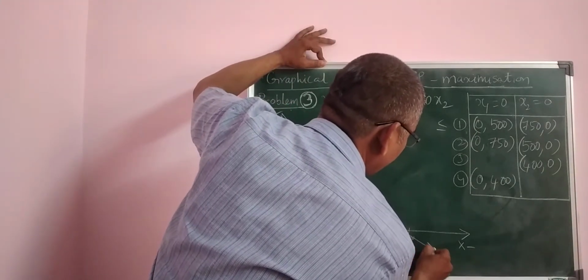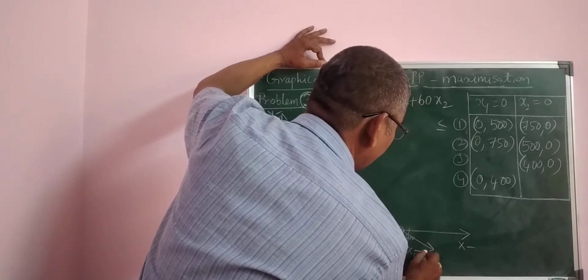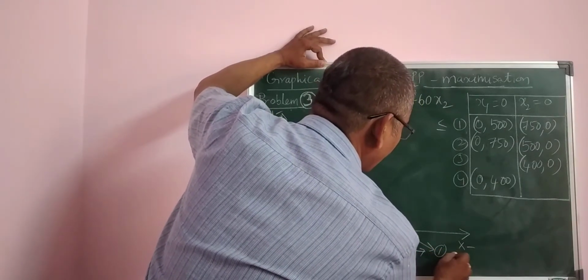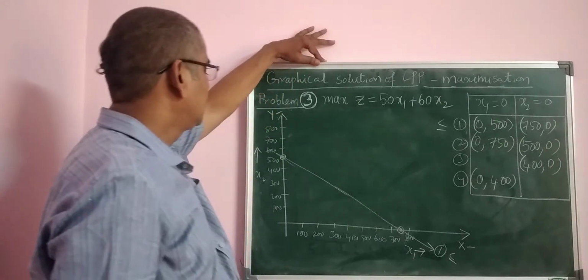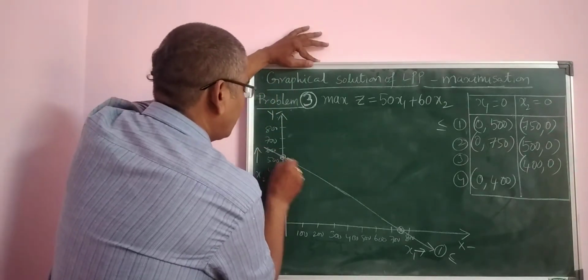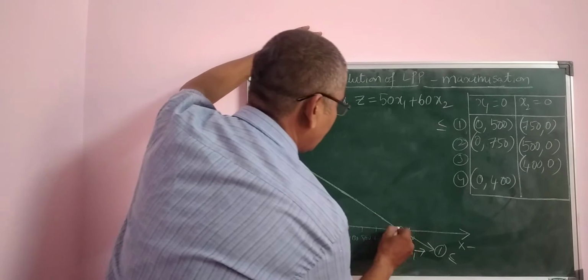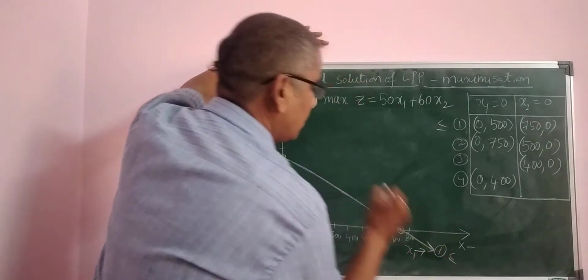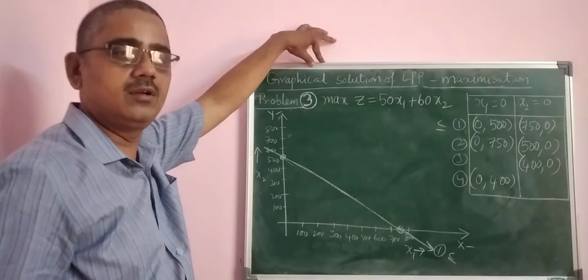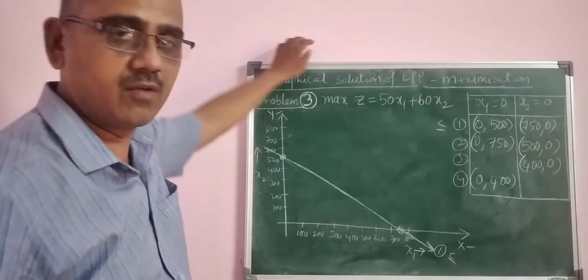Join the points here. That's what I am writing here. It is equation 1, less than or equal to. I have written very clearly, it is equation 1, less than or equal to. The points are not important. Here the straight line is important, and the respective points on the straight line are also important.